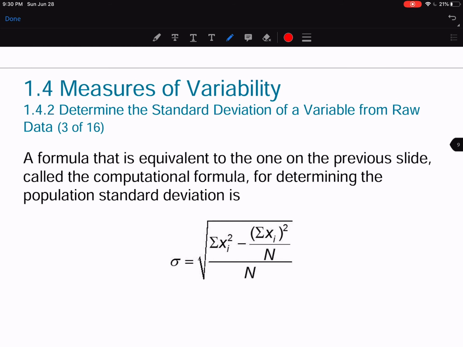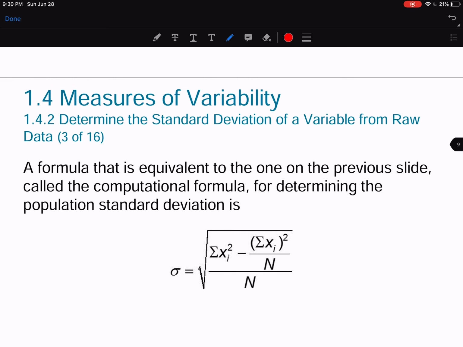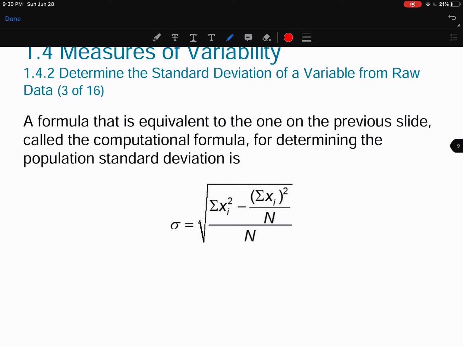And there is an equivalent form of the population standard deviation formula, a form that is equivalent to the one on the previous slide, called the computational formula for determining the population standard deviation. In this case, sigma is equal to the square root of the sum of xi squared minus the square of the sum of xi divided by n, and then the whole thing divided by n.